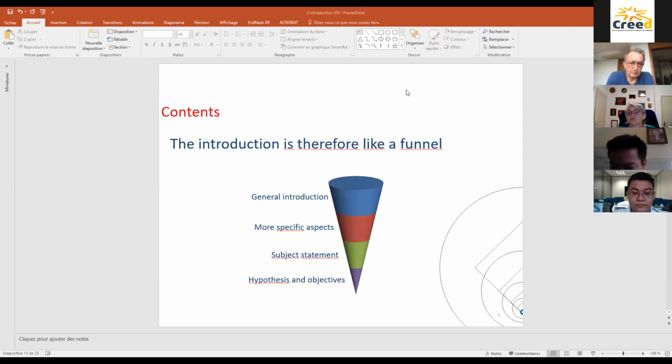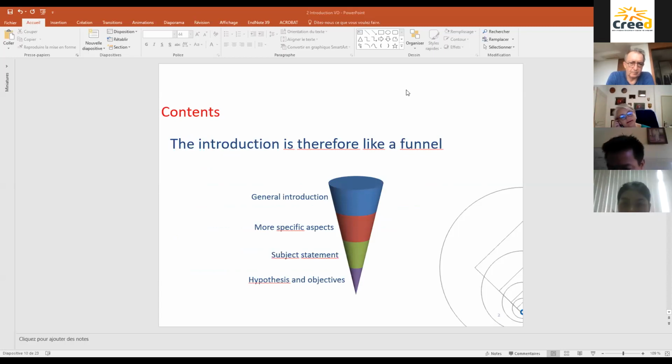I think this is a visual way of looking at the intellectual dimension of each section.